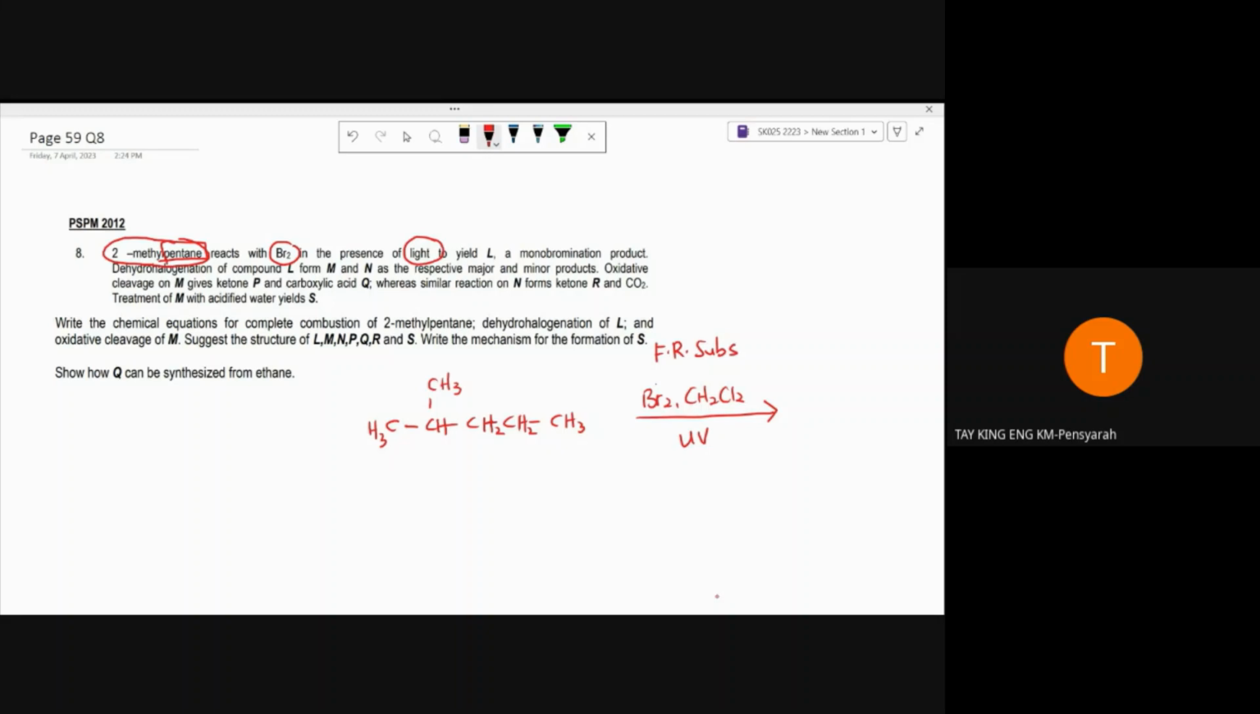Now here there are many hydrogens. Which hydrogen will be replaced? We prefer tertiary hydrogen. When we check here, we have 1 tertiary carbon, which means this hydrogen will be replaced. If there is no tertiary hydrogen, then we look for secondary. If there is no secondary, then we look for primary. Since tertiary is present, I will maintain it.